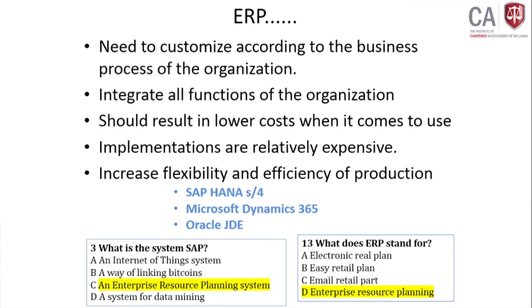There is some other information. SAP HANA is one ERP, along with Microsoft Dynamics and Oracle JDE. They need to be customized according to the business processes of the organization. So that can be customized, of course. But when you go for customization, that is high cost.